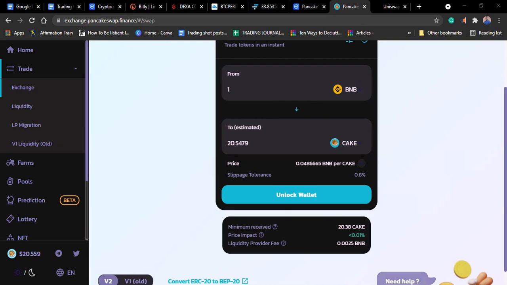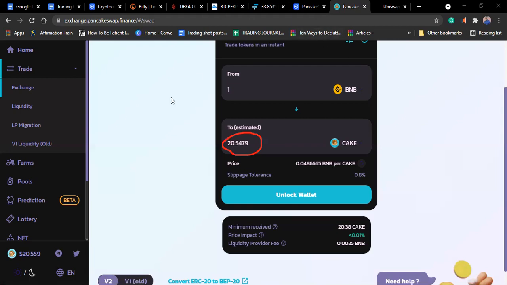Then I am given 20 cake. It's as simple as that. So that's how to use a decentralized exchange.